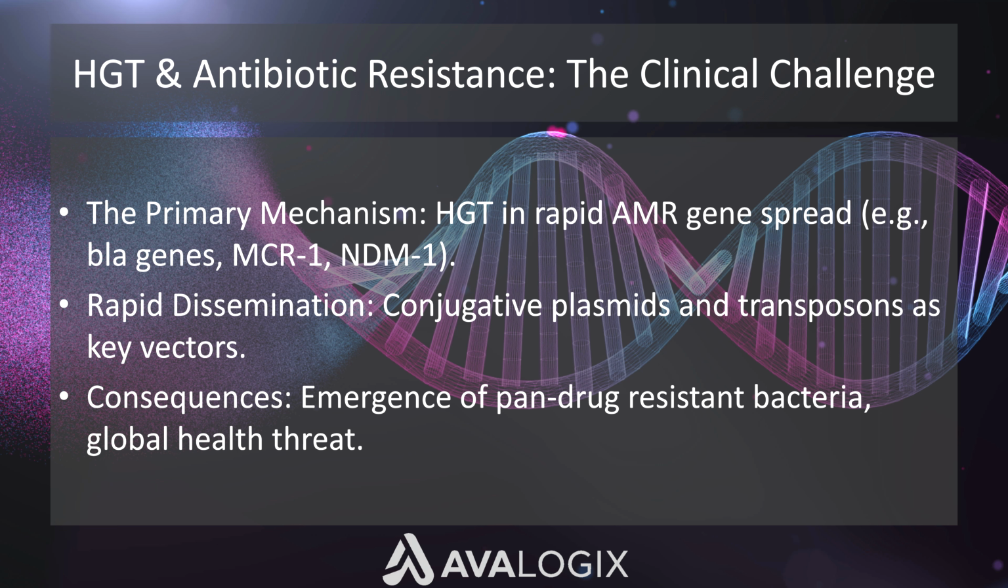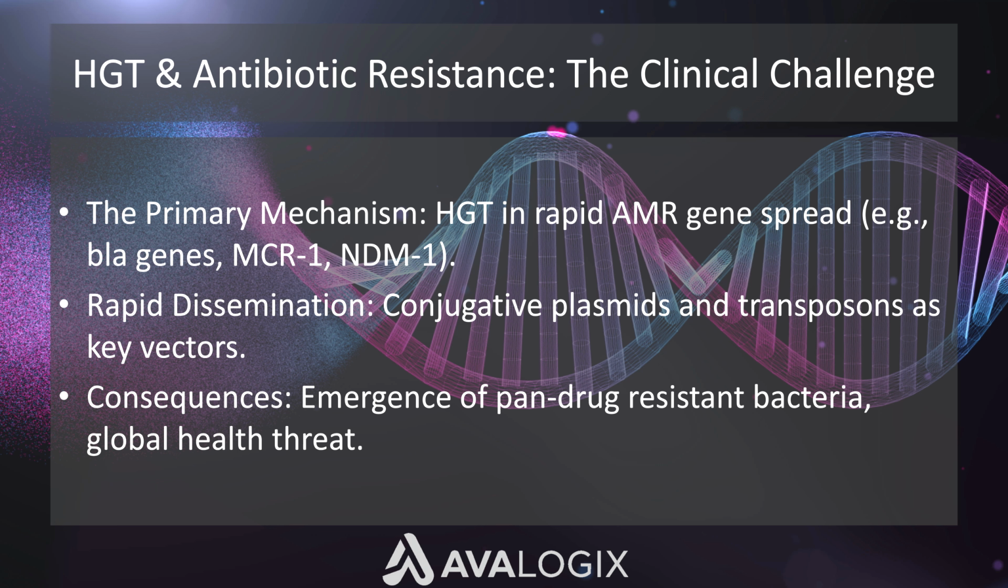The speed and scope of resistance gene dissemination stem from conjugative plasmids and transposons. A single plasmid can carry multiple resistance genes and move between many bacterial species. If transposons are also present, resistance genes can jump to other plasmids or chromosomes, locking them into the genome and magnifying spread. This creates a cascade effect, accelerating the emergence of pan-drug-resistant bacteria, strains resistant to nearly all known antibiotics. This leaves clinicians with no effective treatment options, making formerly routine infections potentially fatal.